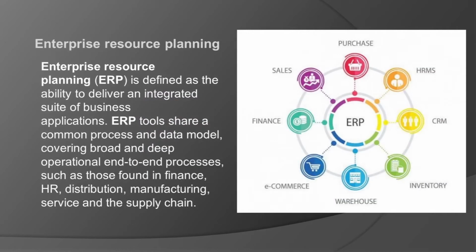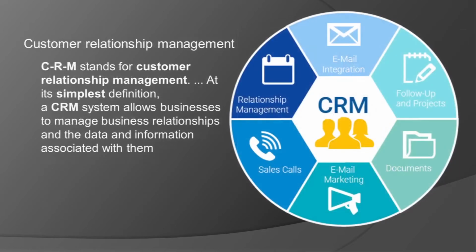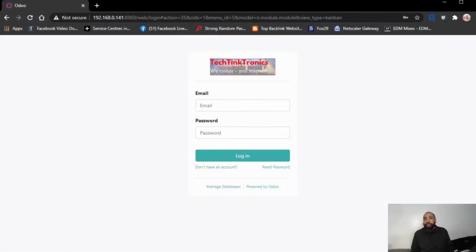So let's start by explaining some of the terms. Enterprise resource planning is defined as the ability to deliver an integrated suite of business applications. ERP tools share a common process and data model covering a broad and deep operational end-to-end process, such as those found in finance, HR, distribution, manufacturing, service, and supply chain. Going forward, customer relationship management, CRM stands for that, and in its simplest definition, it allows businesses to manage relationships and the data and the information associated with them. So that's what we are looking at.